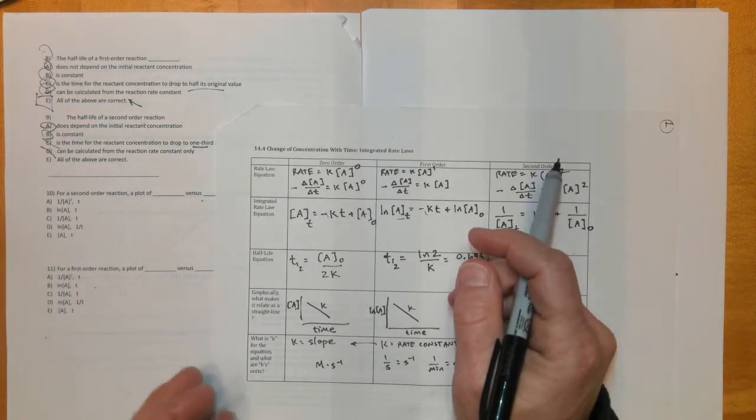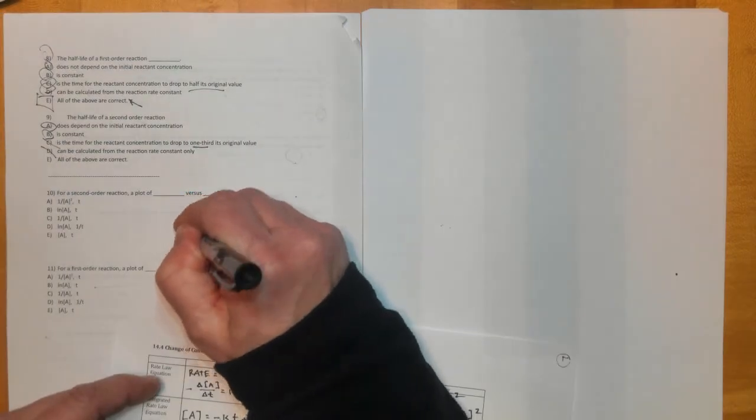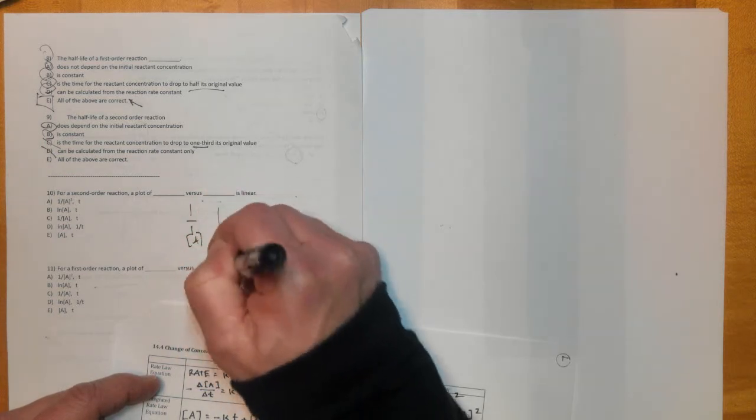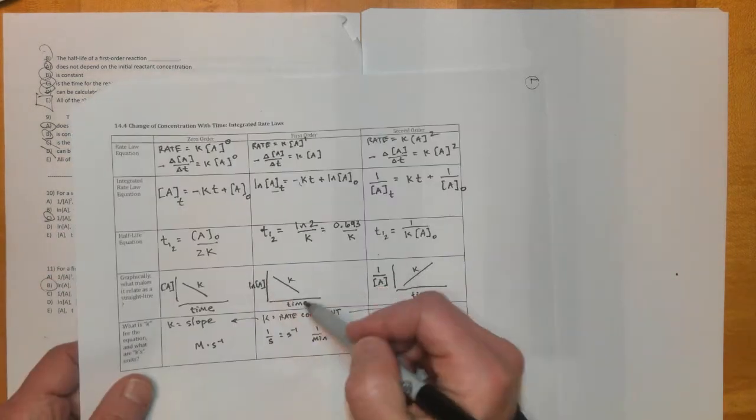Number 10, for a second order reaction, a plot of blank versus blank is linear. For a second order reaction, it's 1 over concentration versus time. So 1 over concentration versus time on the graph right there, which would be C. And then for a first order reaction, a plot of natural log of concentration versus time. So natural log of concentration is on the vertical axis and time is on the horizontal axis.